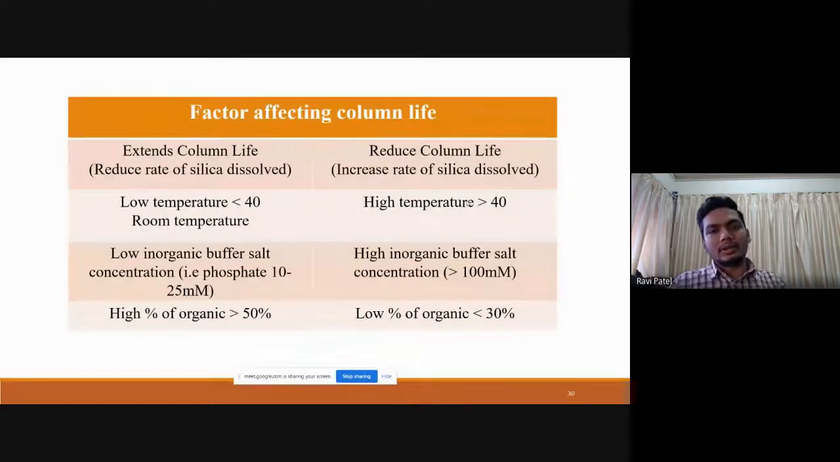Right? Some of the factors that influence column life. If we want to preserve our column for a longer lifetime, then we have to keep the temperature lower, meaning not more than 40, right? We should use a low amount of buffer, like 10 to 25 millimolar, and a high amount of organic solvent, above 50% methanol or ACN in our mobile phase. By this way, we are increasing the lifespan of our column.